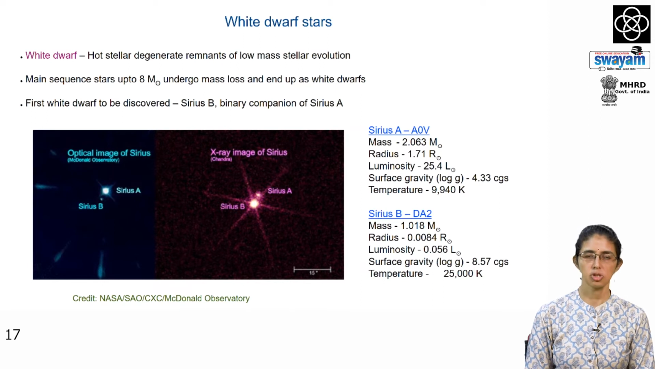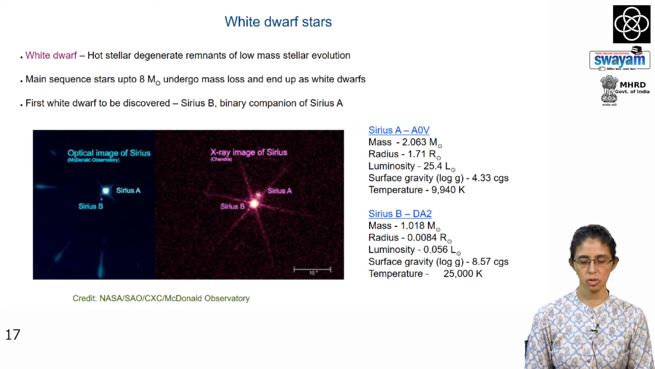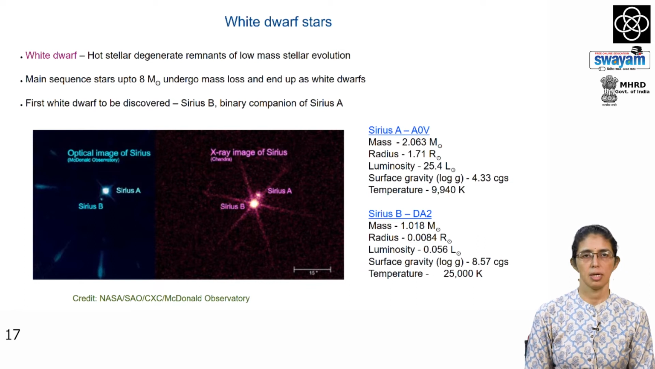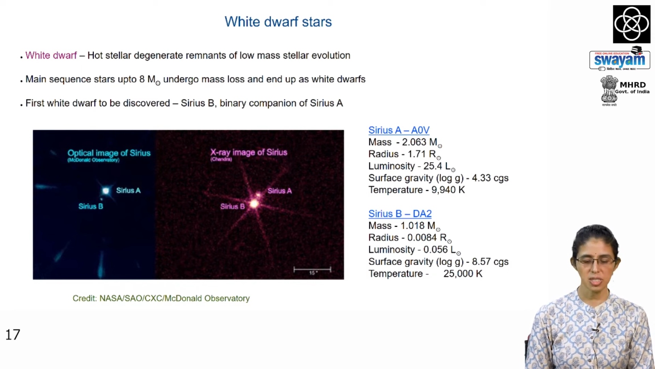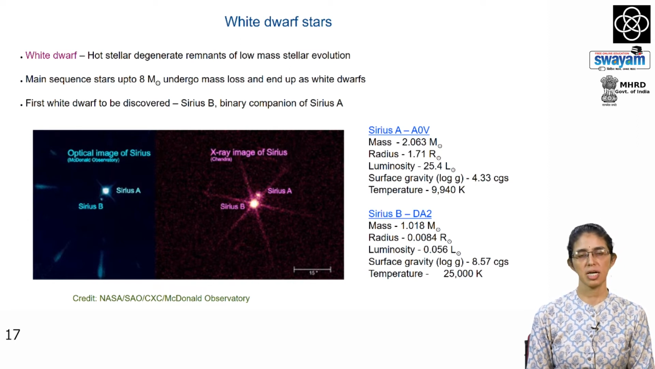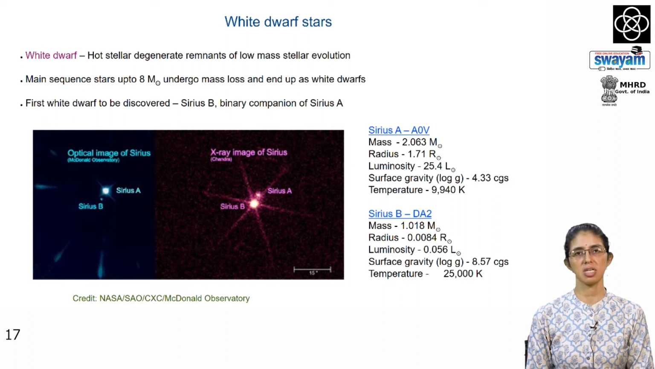The left side shows the optical image and the right side shows the X-ray image. In the optical image, one can see that Sirius A, the bright star that we see, is very bright, in fact nearly 1000 times brighter than Sirius B, whereas in the X-ray image Sirius B is much brighter than A. A careful study had shown that Sirius B was an exotic star, and further scrutiny led to our understanding of Sirius B as a white dwarf star with degenerate matter.